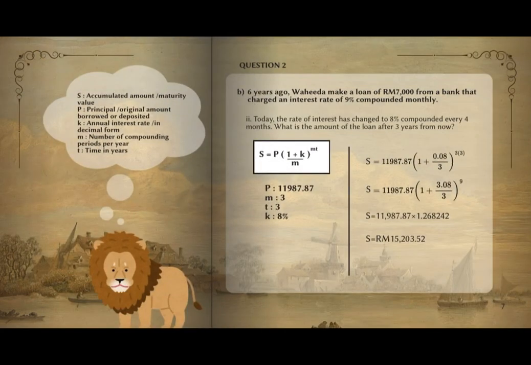For part B sub part 2, the interest rate is changed to 8% compounded every 4 months. The maturity amount from part 1, which is 11,918 ringgit and 18 cents, becomes the new principal amount. Since interest is compounded every 4 months, there are 3 compounding periods in 1 year. The loan continues for another 3 years. Using the compound interest formula, we substitute the values into the equation and calculate the new accumulated amount. After calculation, the accumulated amount after the additional 3 years is 15,203 ringgit and 52 cents.